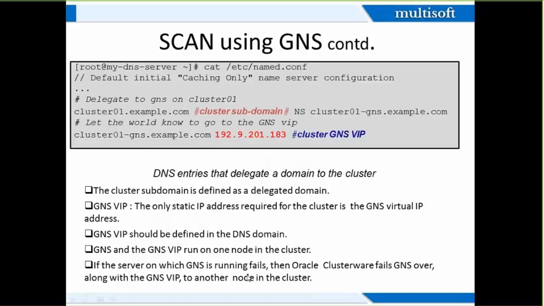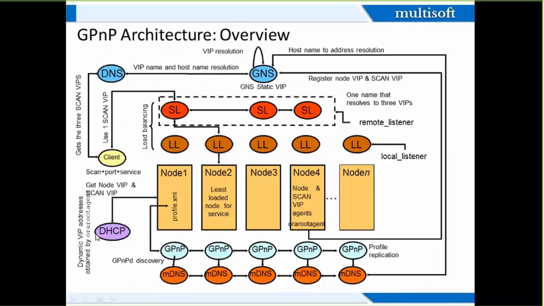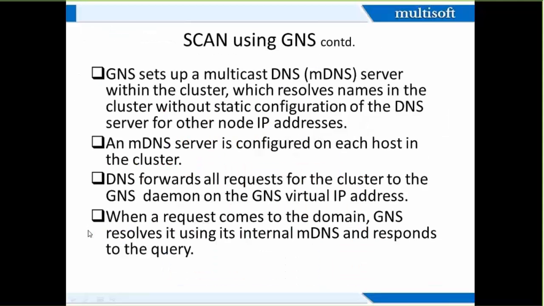If the server on which GNS is running fails, then Oracle Clusterware fails GNS over, along with the GNS VIP, to another node of the cluster. So this is the architecture, the GPnP profile architecture. Here you are able to understand what GNS is basically doing. Before going into that, I want to explain this slide as well.